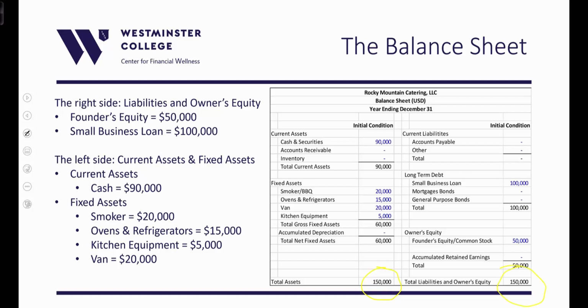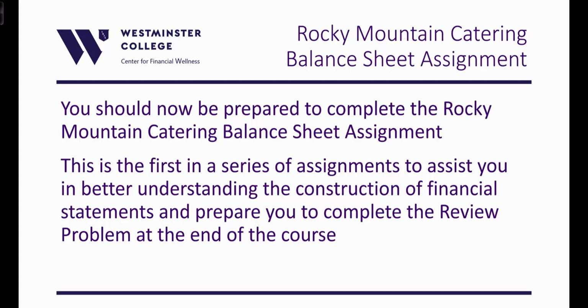So we see that the balance sheet balances because the $150,000 on the left-hand side is equal to the $150,000 on the right-hand side. Now that we've gone through and followed Jessica and Sean as they've created Rocky Mountain Catering and looked at the initial conditions that they created in, we're prepared to go ahead and complete the Rocky Mountain Catering initial balance sheet. Not only does this assignment assist you in reinforcing some of the things that you're taught in the course, but it helps you better understand the kinds of transactions and the kinds of conditions that lead to that initial balance sheet. This will also assist you in completing the review problem at the very end of the course.